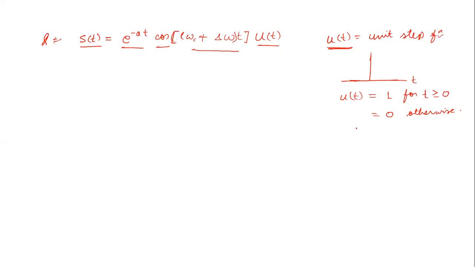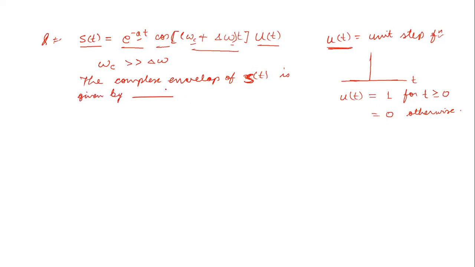Yes sir. Okay, so what is given to us is a modulated signal. And according to the question, what we have to find: here a, omega c and del omega are all positive constants, and a condition is given that omega c is very, very much greater than del omega. So what we have to find out here is the complex envelope of s(t). The modulated signal s(t) is given and you have to find out the complex envelope of s(t).